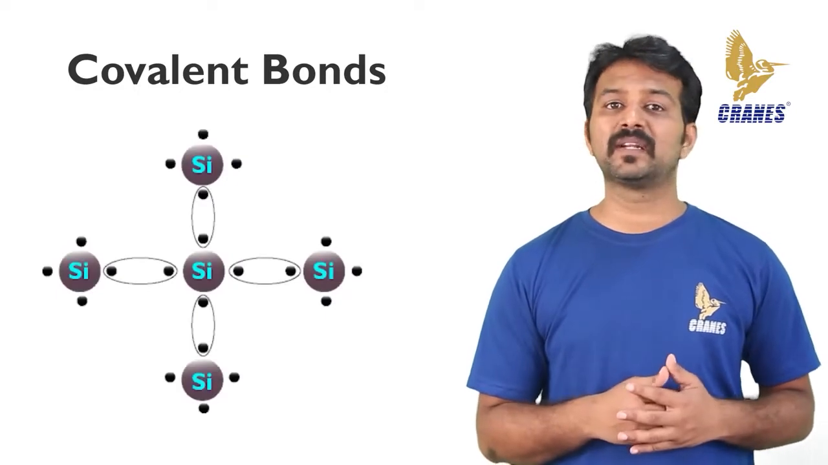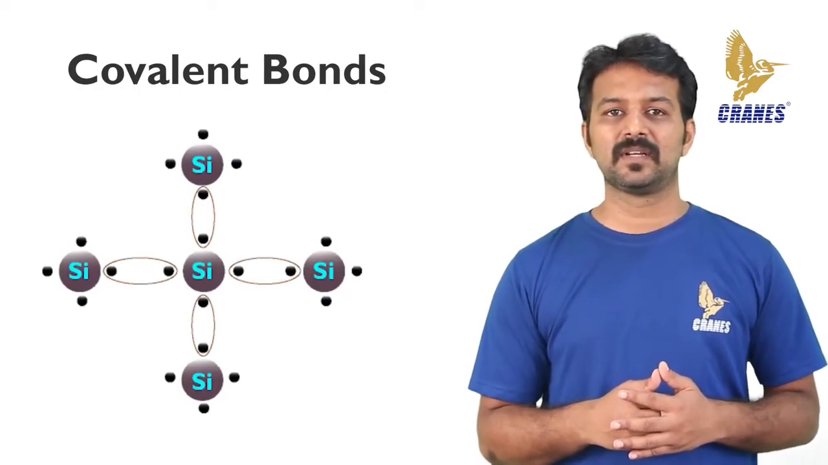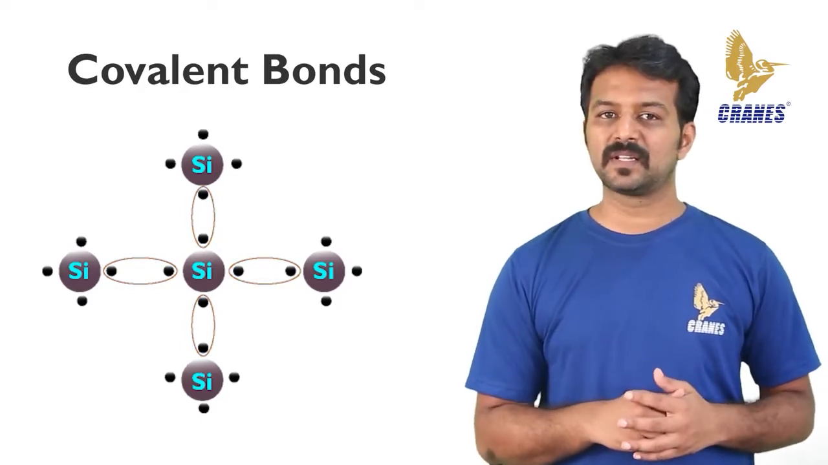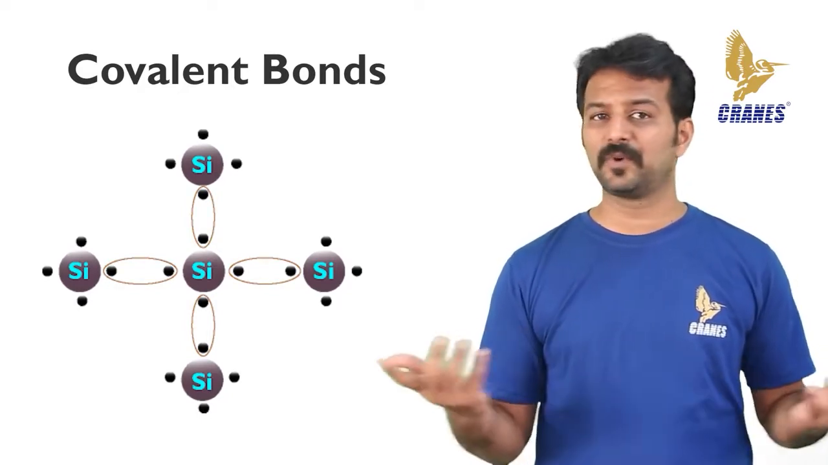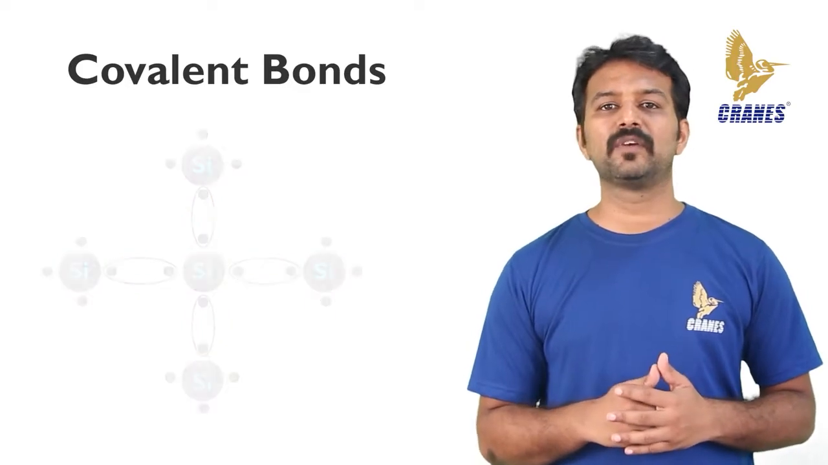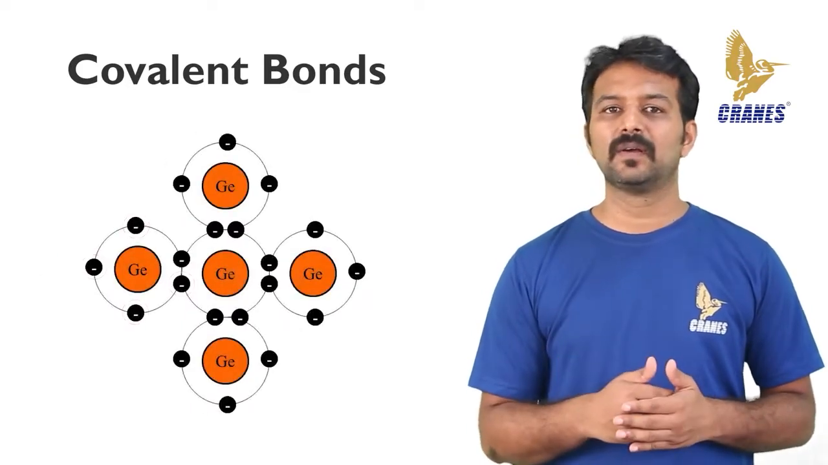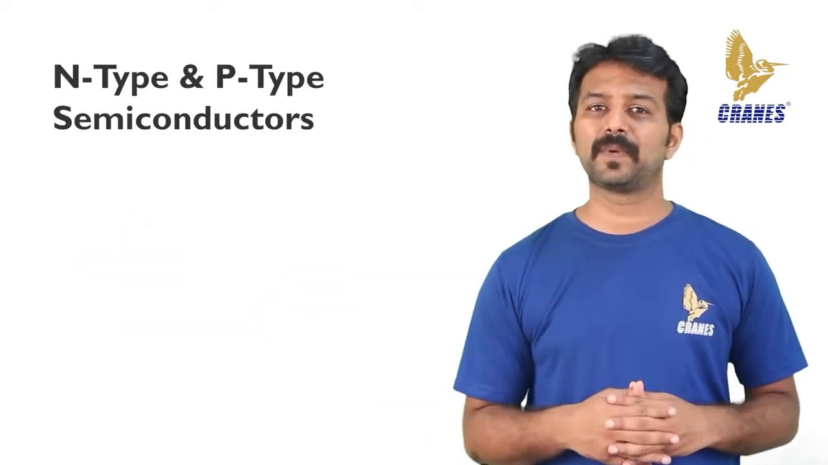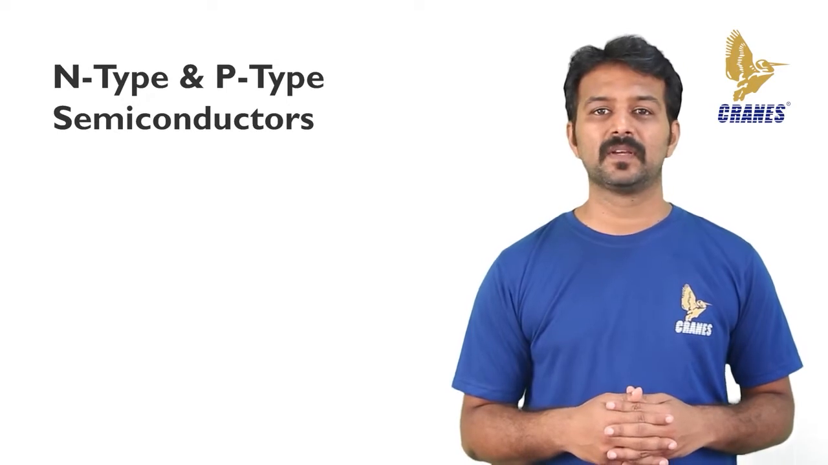Covalent bonding in an intrinsic silicon crystal is as shown in the figure. An intrinsic crystal is one that has no impurities. Covalent bonding for germanium is similar because it also has 4 valence electrons. Let's look into N-type and P-type semiconductors.